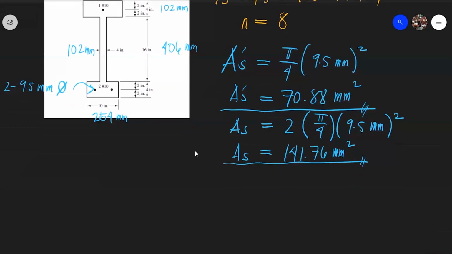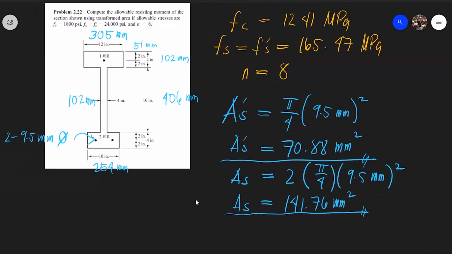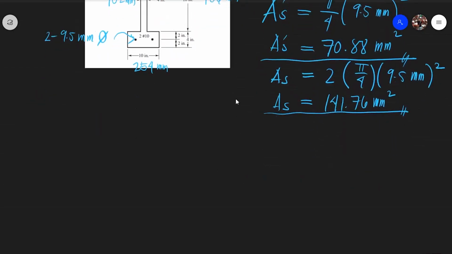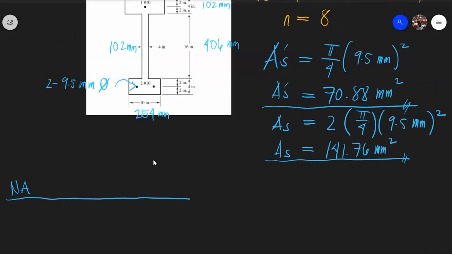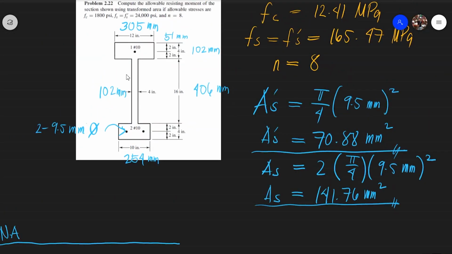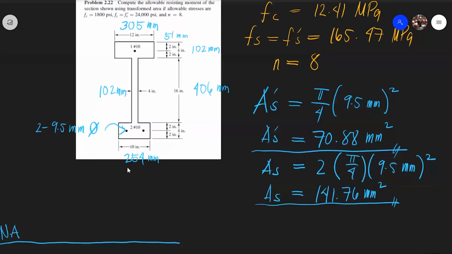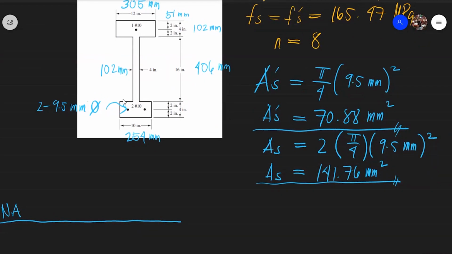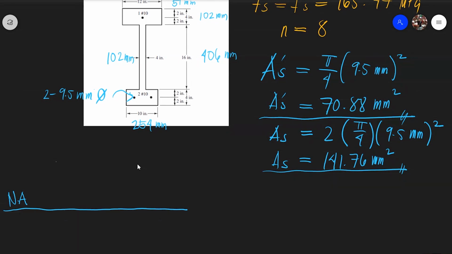Okay, so we have found AS prime and AS. Next, I will put here the neutral axis. Of course, we do not know where the neutral axis is. Listen, this is very important. We do not know if the neutral axis is in the web or perhaps in the flange. So you have to be very careful. First, we assume that it is in the web. If it is in the web, your area above the neutral axis is as shown.